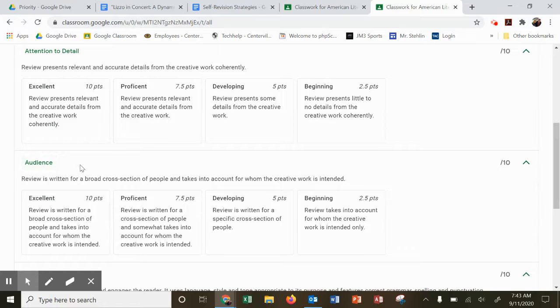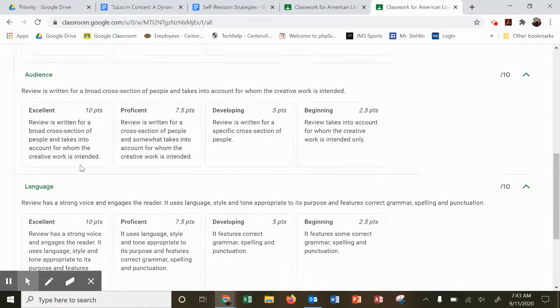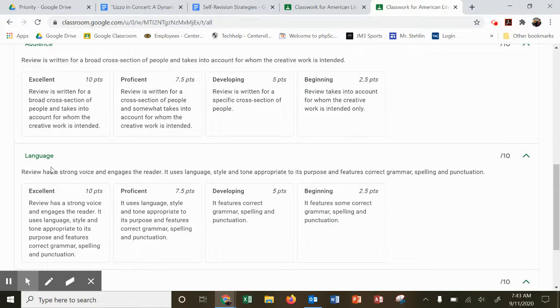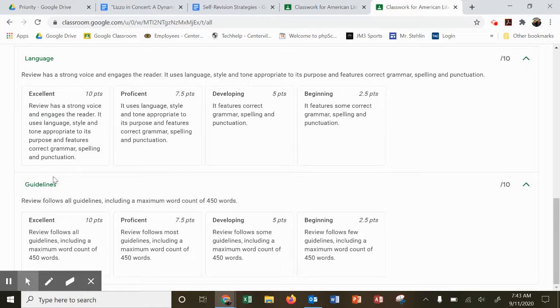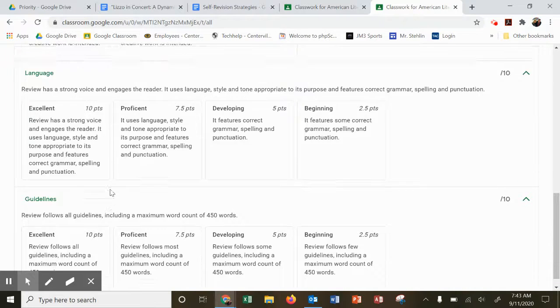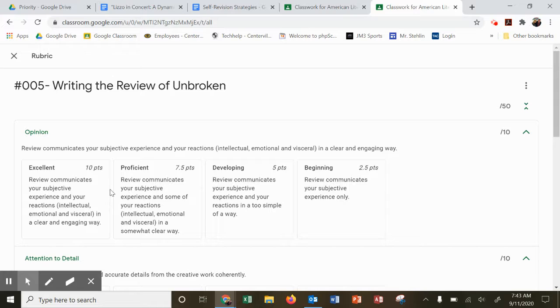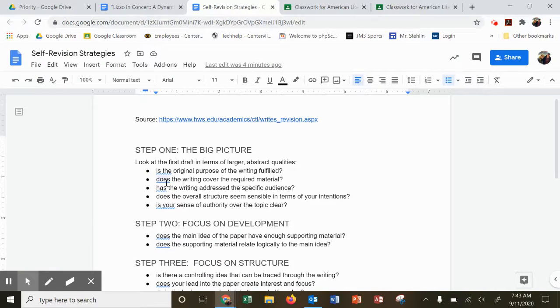Do you understand who this book was written for? Furthermore, do you know who you're writing to? Can you use appropriate language to express yourself? And then lastly, can you follow guidelines that have been set before you? So following these 5 categories helps us to understand the objective of this paper. Okay. Does the writing cover the required material? Well, did you actually read Unbroken, right? And does your writing reflect your knowledge of the book?